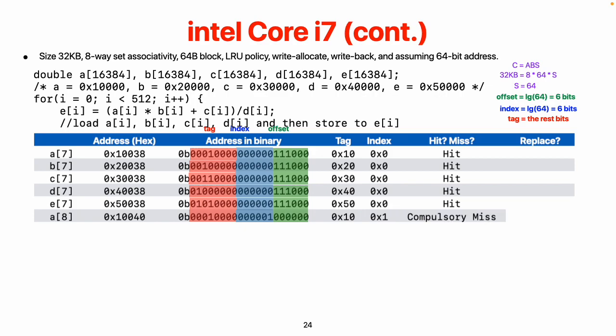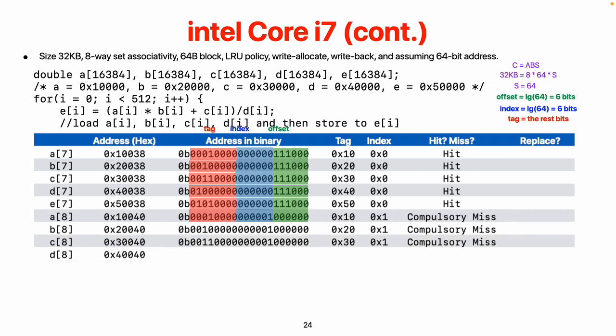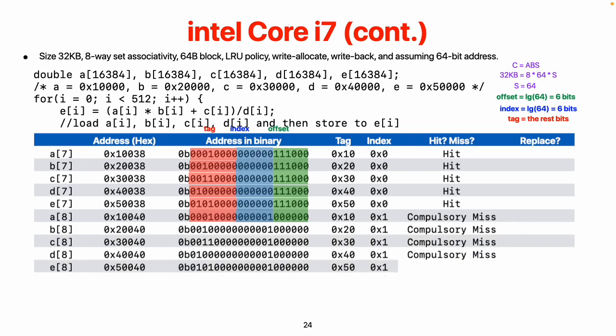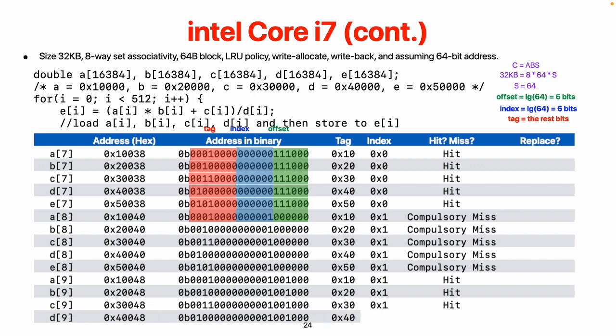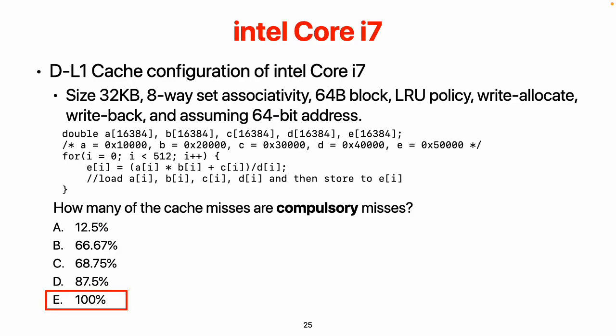It's a compulsory miss again. So the only type of miss you will see in this piece of code, when you run this on an Intel processor, is compulsory miss. There's nothing else. Agree? So if there's nothing else but compulsory misses, how could it not be 100%? So 100% of the misses here are compulsory misses.